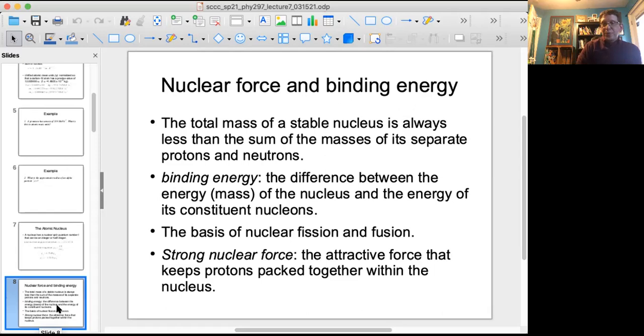And so the strong nuclear force is the attractive force that keeps protons packed together within the nucleus. Remember that the protons are positively charged. If the only force acting on the protons were the electrical force, they would repel each other. You couldn't have a stable atomic nucleus with only the electric force acting. There has to be an additional force that, inside the nucleus, is stronger than the electrical force, or at least can cancel out the electrical force, so that the protons are held in place, and the neutrons as well.